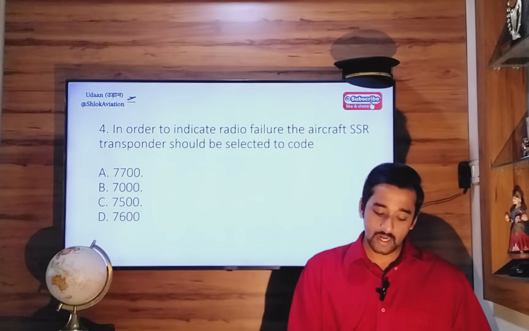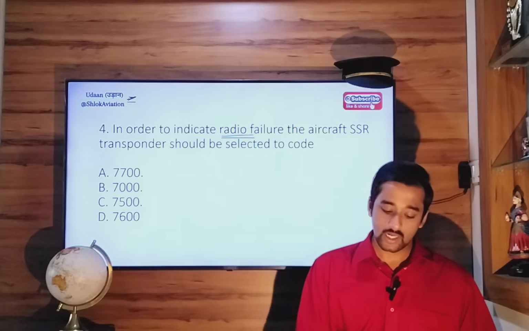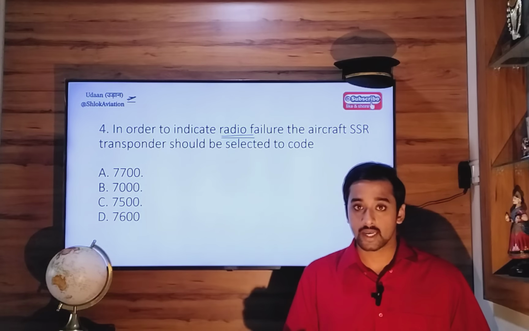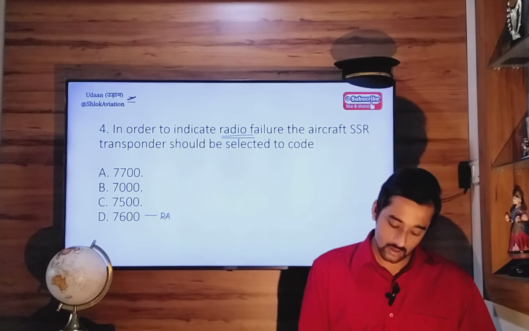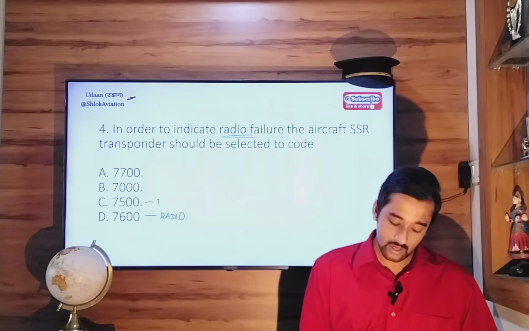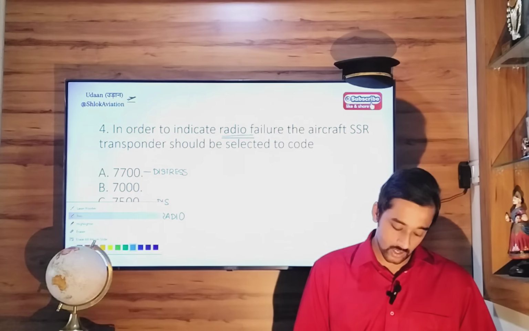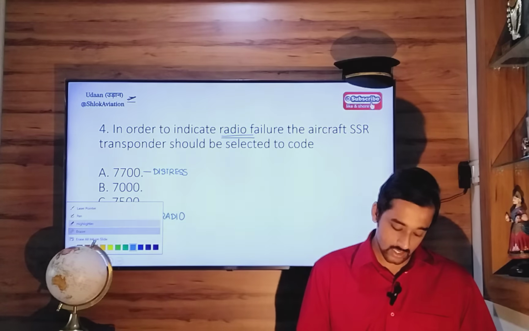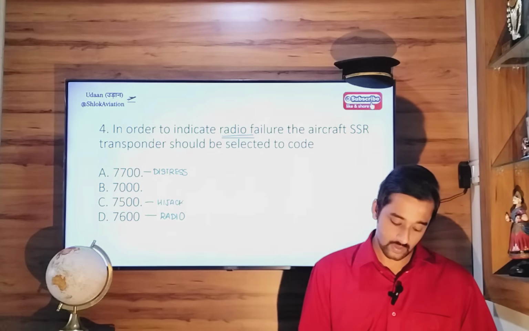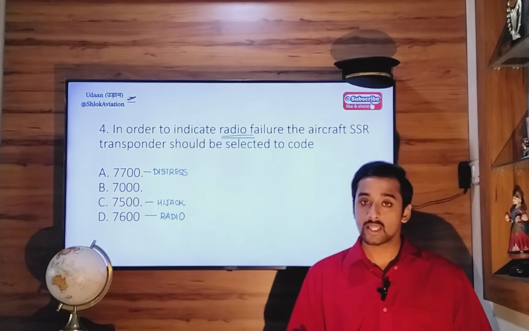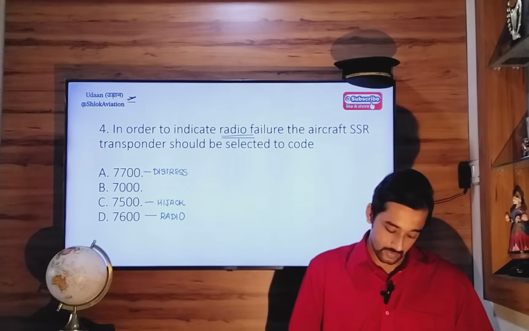Question 4. In order to indicate radio failure, what is the transponder code that is to be selected? So for radio failure, it is 7600. Distress or emergency, it is 7700. For hijack or unlawful interference, it is 7500. That's it. These are the three main codes that you have to remember.